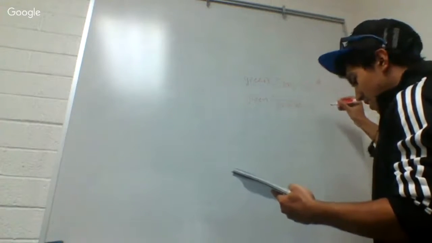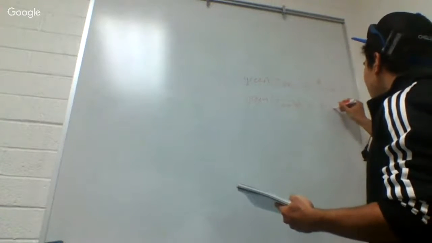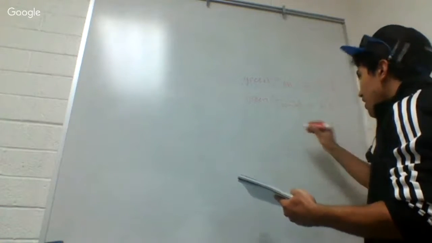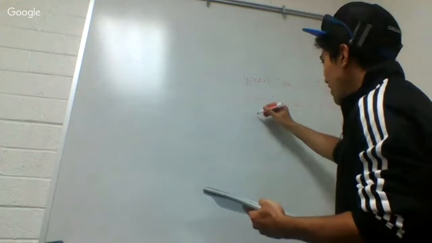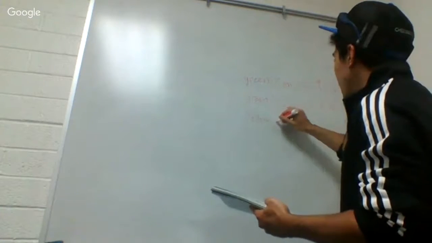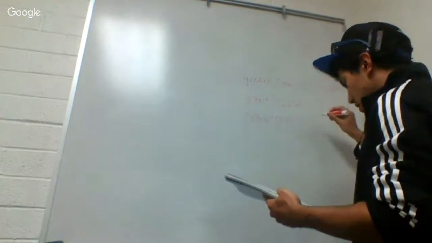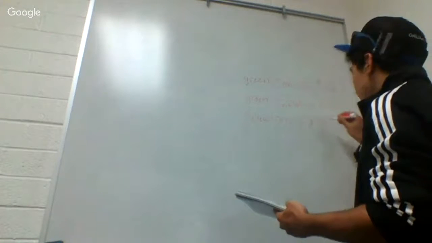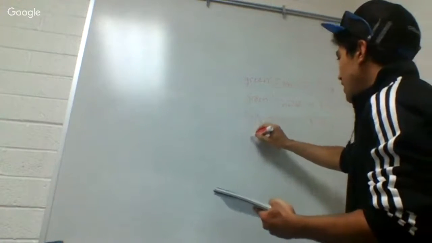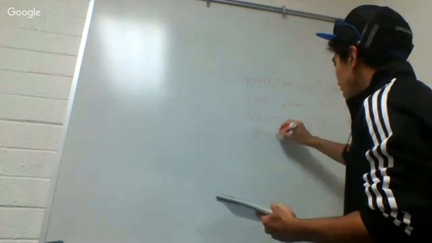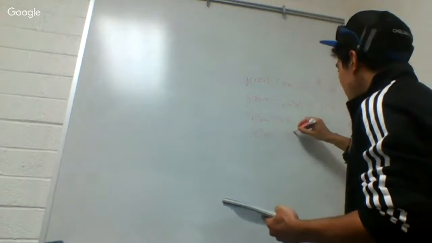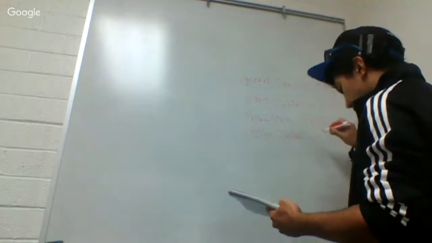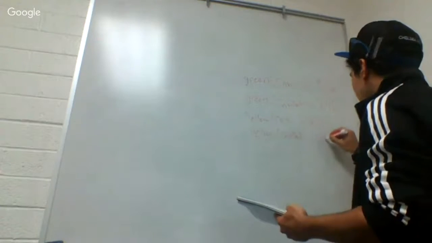So we had 3 out of 16. Yellow, that's yellow, constricted is 3 out of 16. And then yellow inflated, we have 1 out of 16.